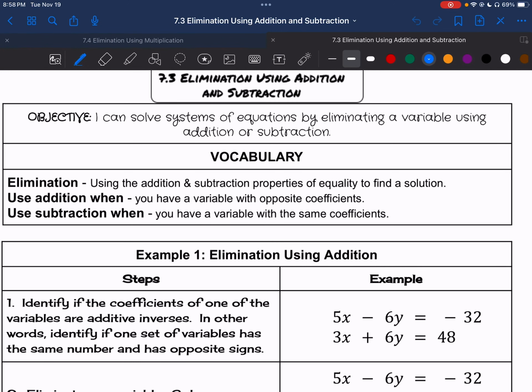Hello, and welcome to Module 7.3, Elimination Using Addition and Subtraction. Our objective for today is that I can solve systems of equations by eliminating a variable using addition or subtraction.